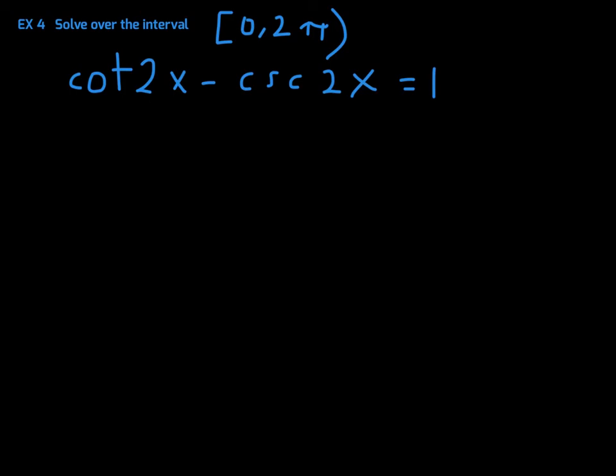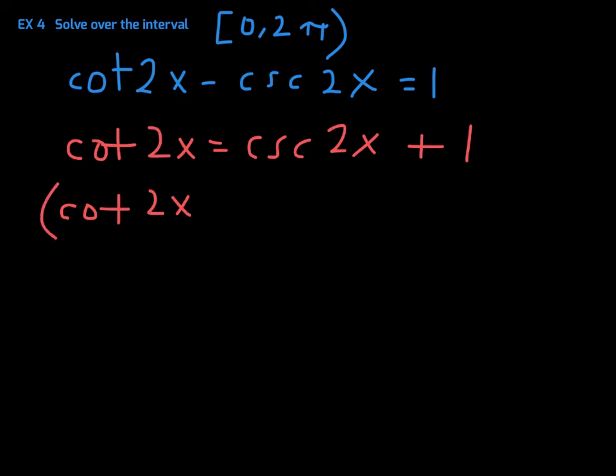Now, my initial thought, guys, is that there's an identity that puts cotangent squared and cosecant squared in a relationship. So my first idea is to square this so that I can use that identity to my advantage. But before I square, I think it'll be better if I isolate either cotangent of 2x or cosecant of 2x. I think I'll isolate cotangent of 2x by adding cosecant of 2x to the other side. So then I'll have cotangent of 2x is equal to cosecant of 2x plus 1. And then I'll square both sides.